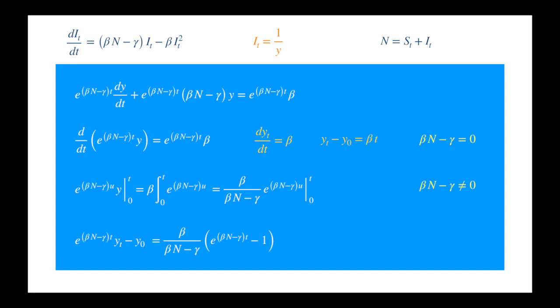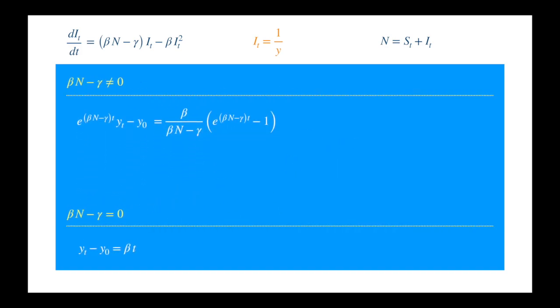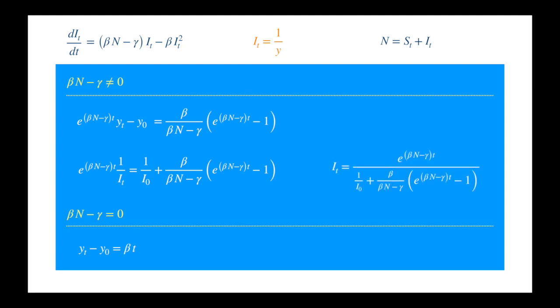Now we introduced this y to linearize the equation. Our object of interest is I, so let's reverse the transformation now. So let's substitute 1 divided by I for y, and we can rearrange to isolate it on the left hand side, and we can do the same to the other solution. We substitute 1 divided by I for y, and then isolate it on the left hand side.